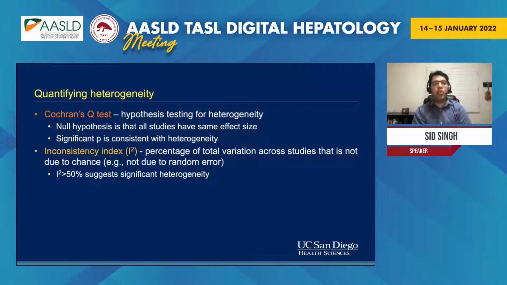Perhaps a better way to quantify heterogeneity, however, is the I-squared index or the inconsistency index. This denotes the percentage of total variation across studies that is not due to chance. Frequently, we use a cutoff of more than 50% to suggest statistically significant heterogeneity. However, like I said, methodological and conceptual heterogeneity is equally important, rather than relying on a single number which may suggest statistical heterogeneity.